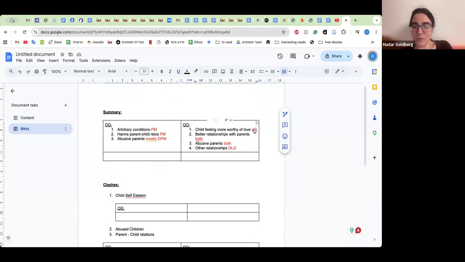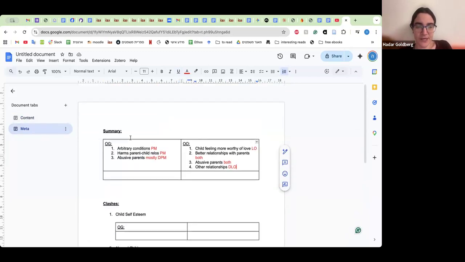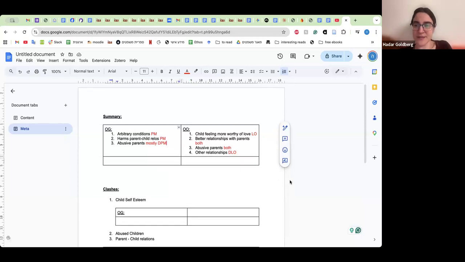Similarly, feeling worthy of love was LO. Better relations with parents came in both speeches. Abusive parents came in both speeches, and other relationships came in DLO. If I want to make it more specific, I can also write before the POI, after the POI, in point 1, in point 2, whatever helps me quickly find the specific content later. So far, is the summary something that's clear? Yes, Dev.